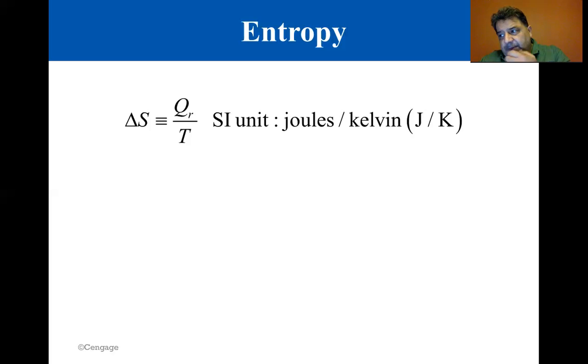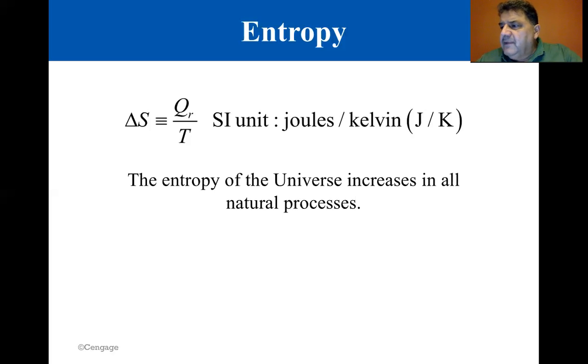The change in entropy, delta S, like changes in internal energy, delta U, and changes in potential energy, depends only on the endpoints and not on the path connecting them. Entropy is an important concept because the entropy of the universe increases in all natural processes. This is another way of stating the second law of thermodynamics. Although the entropy of the universe increases in all natural processes, the entropy of a system can decrease.